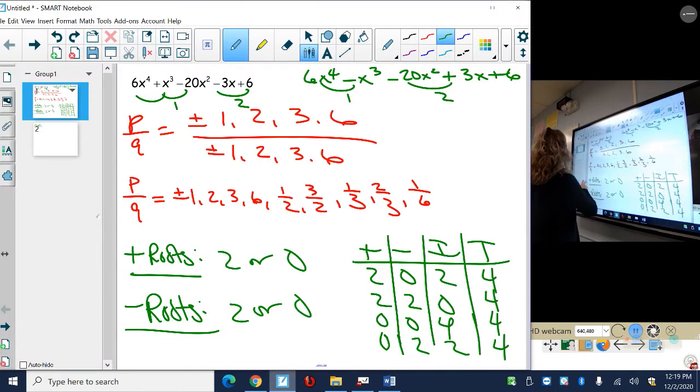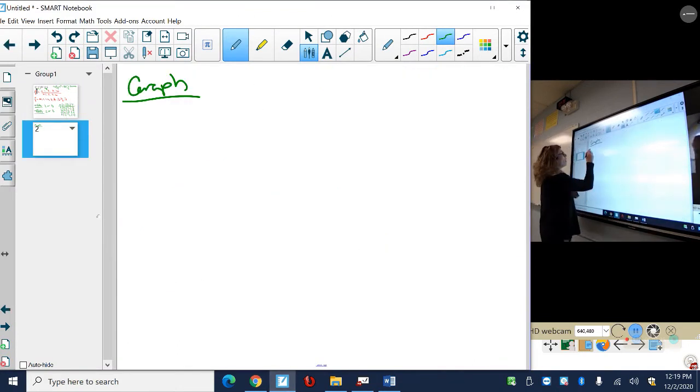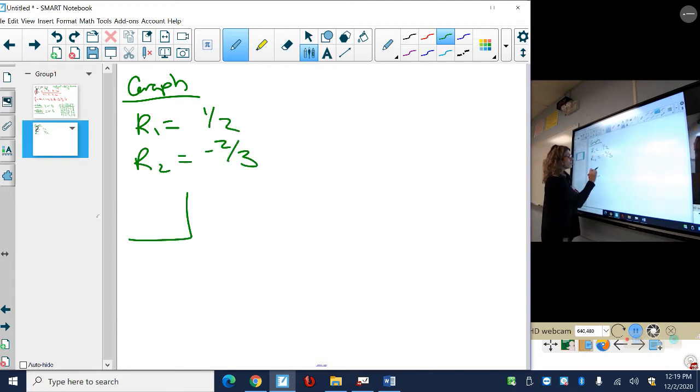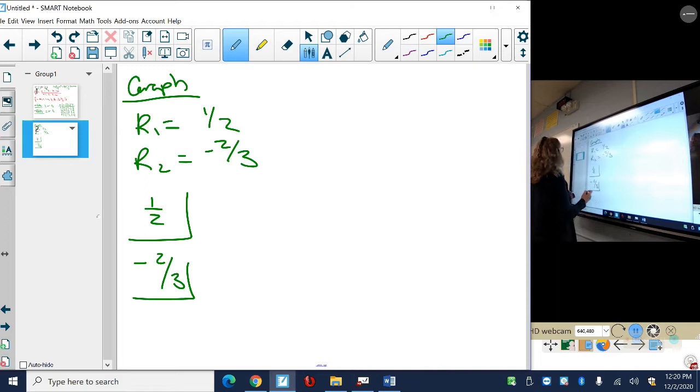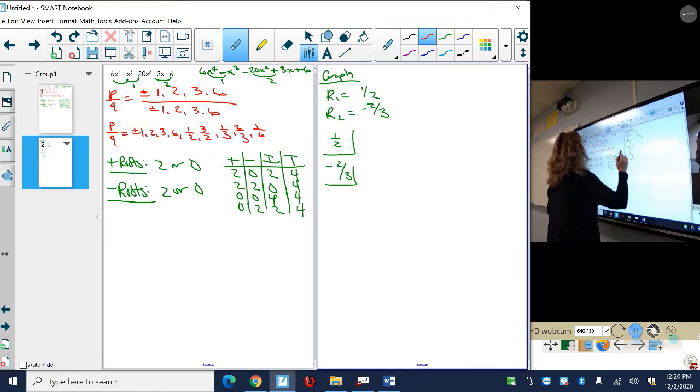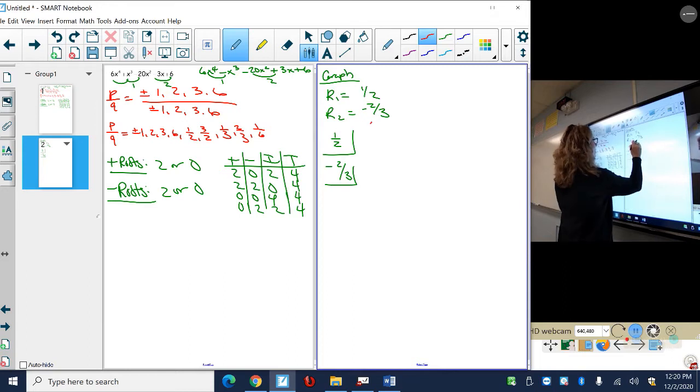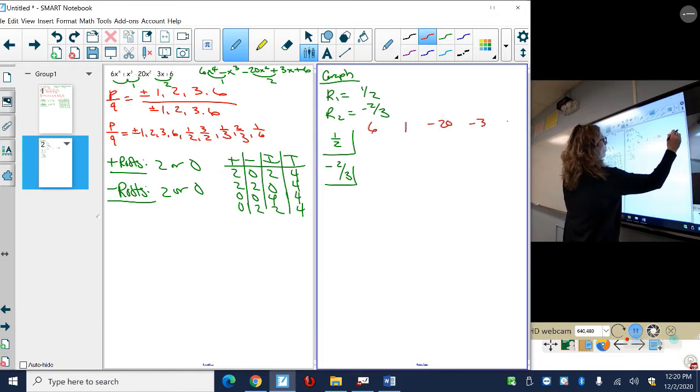So I'm going to come back over here and say, okay, root 1 is going to be 1 half, and root 2 is going to be negative 2/3. So I'm going to do synthetic division at 1 half and negative 2/3. So that is going to give me, I need to see my other one here. That's going to be a 6, a 1, a negative 20, a negative 3, and a 6.